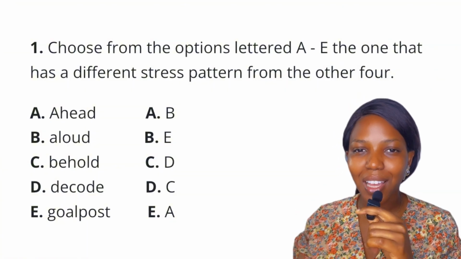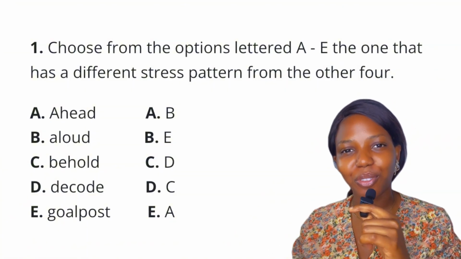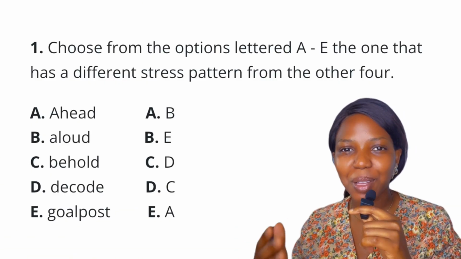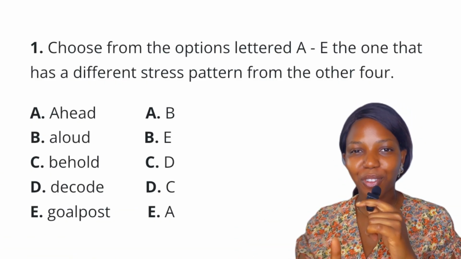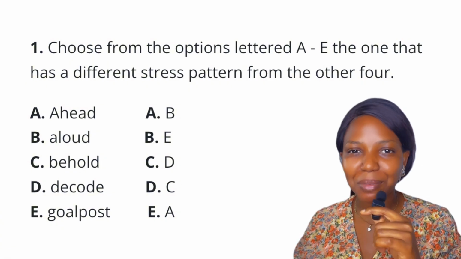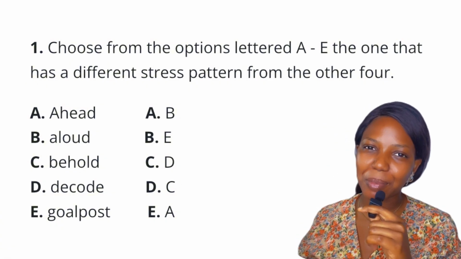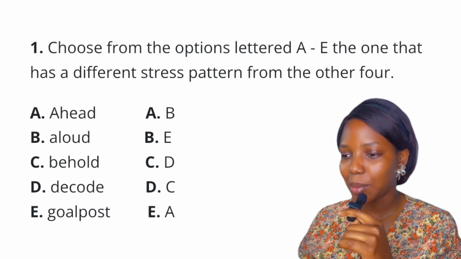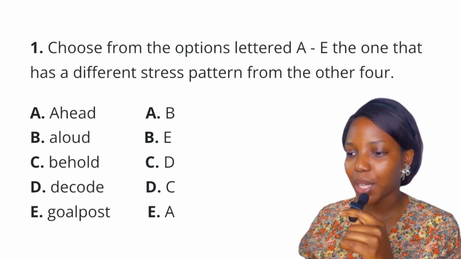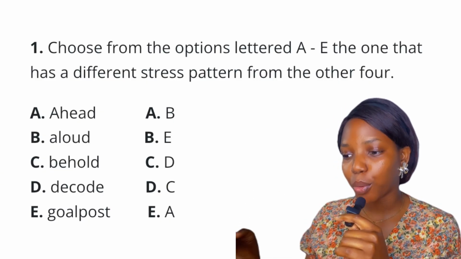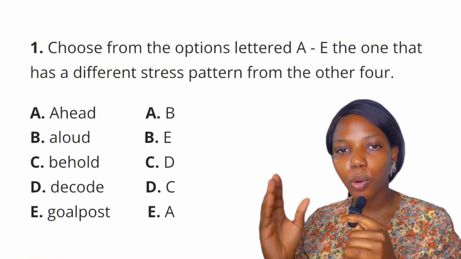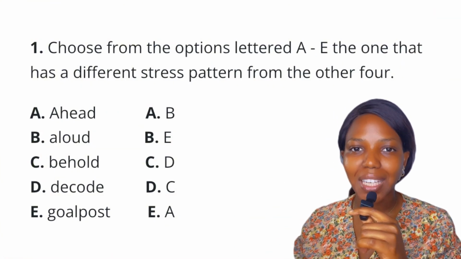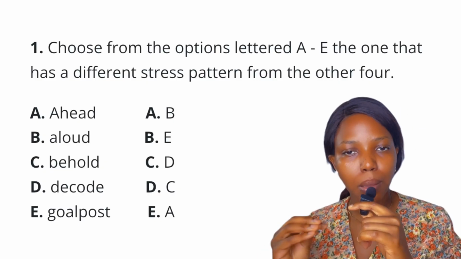Now the third hack, compound nouns are stressed on the first syllable. Goalpost, sunlight, classroom, blackboard. First syllable. Now, if examiners don't want to smile, we'll give them one. So let's go to the options. Option A, ahead, second syllable, aloud, second syllable, behold, second syllable, the cold, second syllable, goalpost, first syllable. So goalpost is the answer to this question because it has a different stress pattern.